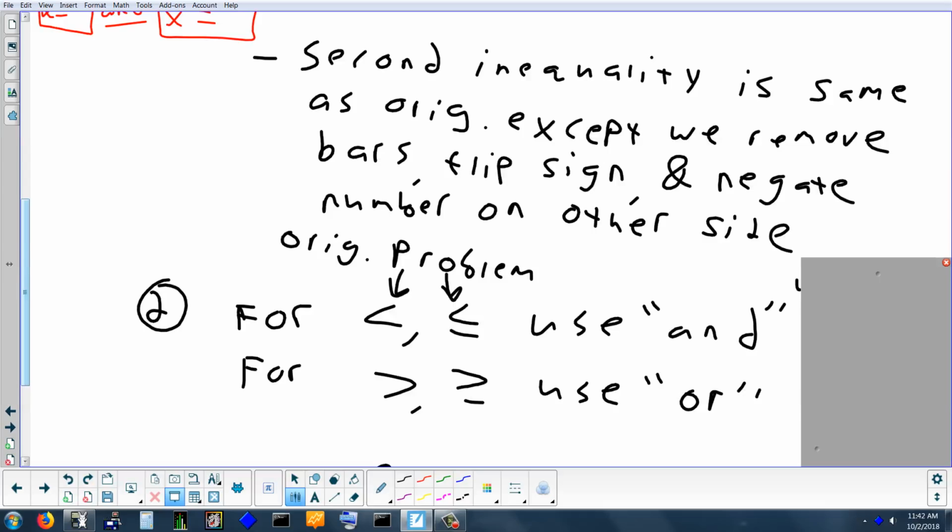And the way I remember it, less than is an and. So if you remember land, less than begins with L, less than, and. Another way you can remember it too is if you think of greater, pronounce it that way, greater is an or. Okay. So whatever helps.